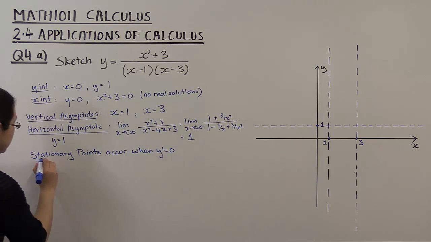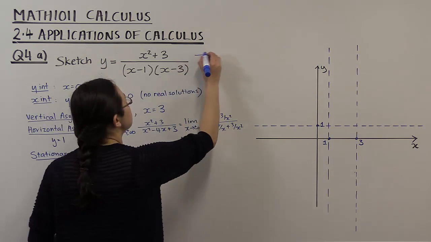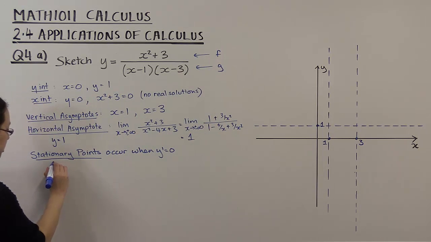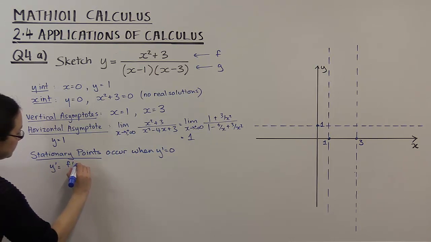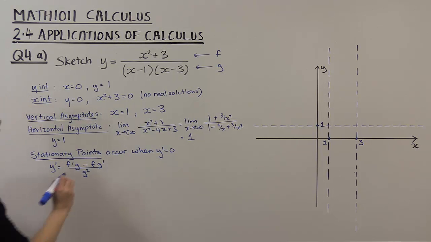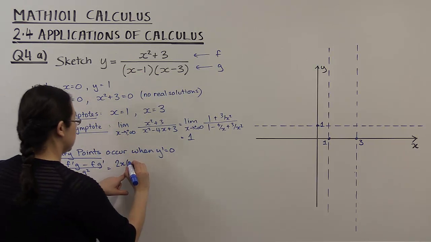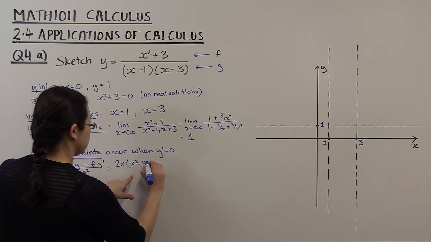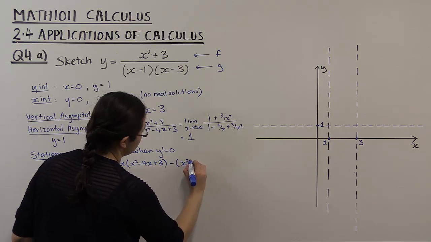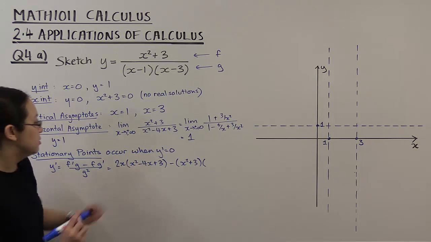Now if we want to find y dash, we're going to need to use a quotient rule on this, which isn't so nice, but we can manage it. So if this is f and this is g, then y dash, according to the quotient rule, is f dash g minus f g dash on g squared. So f dash is 2x and g is, I might write it in expanded form, x squared minus 4x plus 3, minus f, which is x squared plus 3, g dash, well, the derivative of g is going to be 2x minus 4.